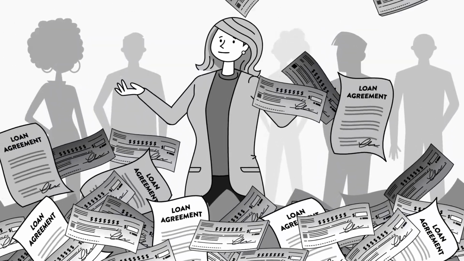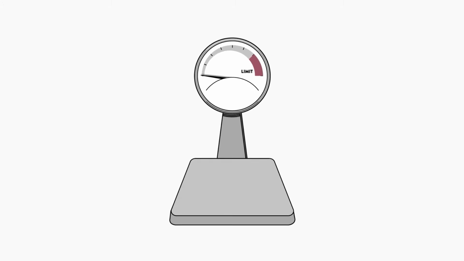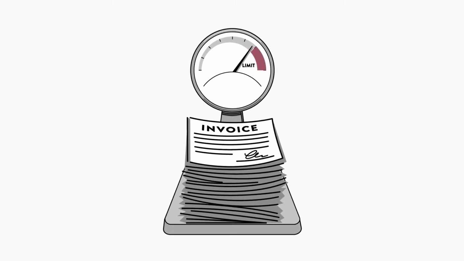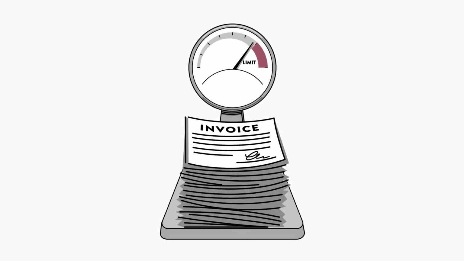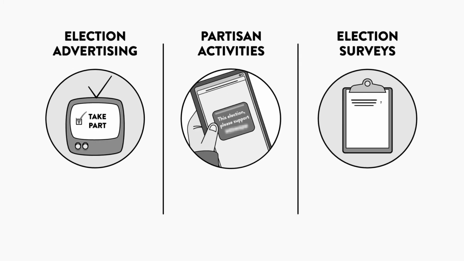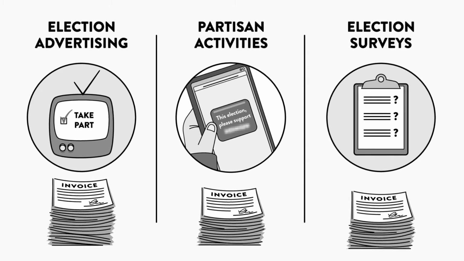While there is no limit on contributions or loans, there is a maximum amount that a third party can spend on election advertising, partisan activities, and election surveys that take place during the election period. When a third party conducts regulated activities during an election period, the related expenses are subject to a limit, no matter when they were incurred.